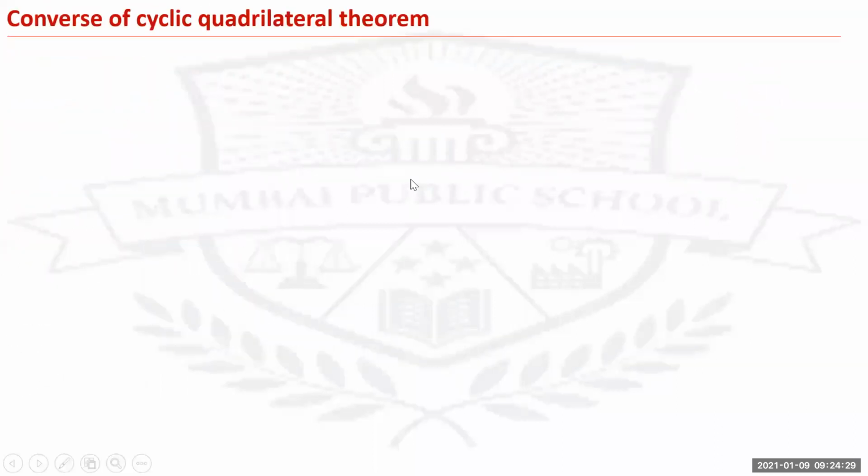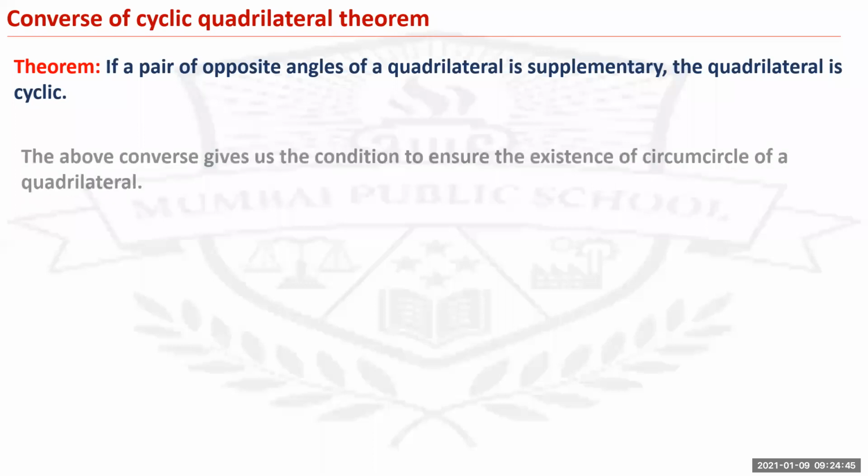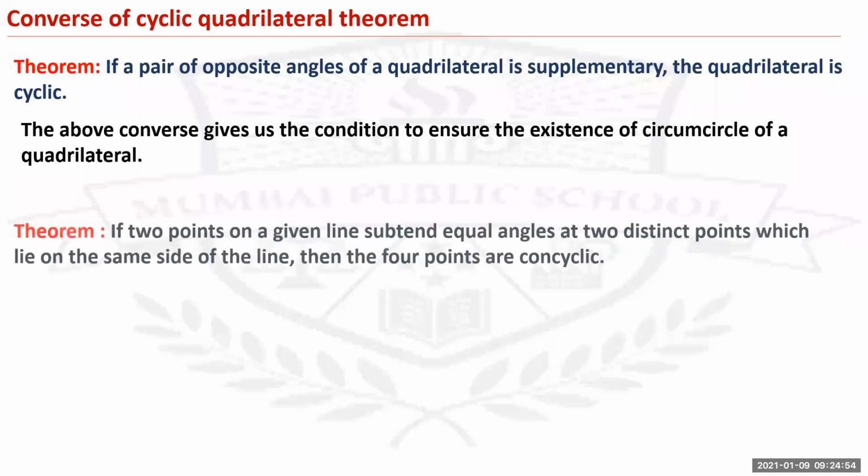Converse of cyclic quadrilateral theorem. We just go with the statement of this. If a pair of opposite angles of the quadrilateral is supplementary, the quadrilateral is cyclic. So if the opposite pairs of the angles of a quadrilateral are supplementary, the quadrilateral is said to be cyclic. The above converse gives us the condition to ensure the existence of the circumcircle of the quadrilateral.